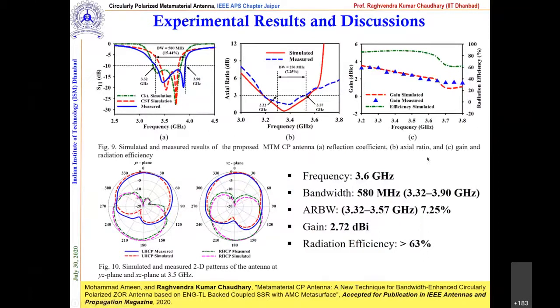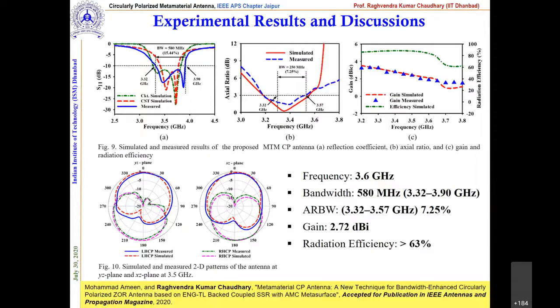And then we looked at the gain also. The radiation is quite acceptable, because the backed splitting resonator is there, so there is improvement. And the gain, if you see, is roaming around 2 dBi. We want a very good gain, because for some space applications we require a gain of at least 3 dBi, correct, more than that.